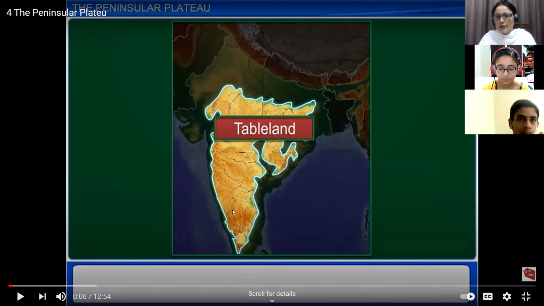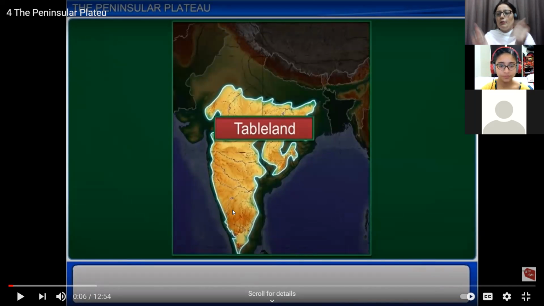This we have done. Next is plateau, a tableland structure. A structure which is a bit raised from the nearby areas is known as tableland. So this area is collectively known as the Peninsular Plateau. Now, Peninsular Plateau, I have already told you, is divided into two parts. One is Central Highland, this part. And below Central Highland, this area, we have the Deccan Trap. This also we have already discussed.